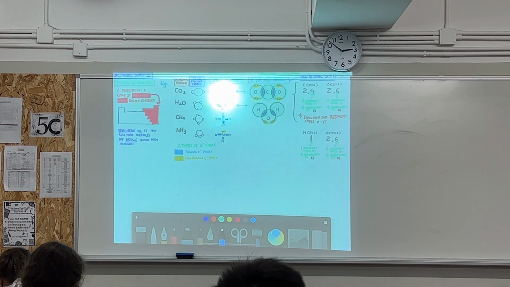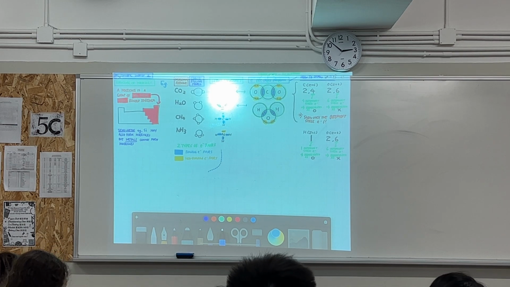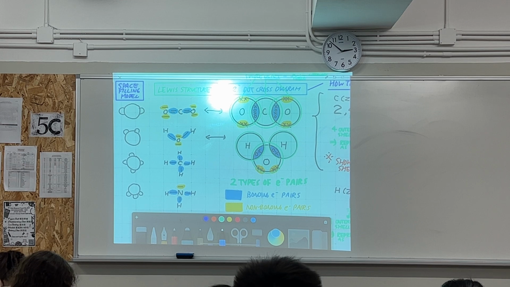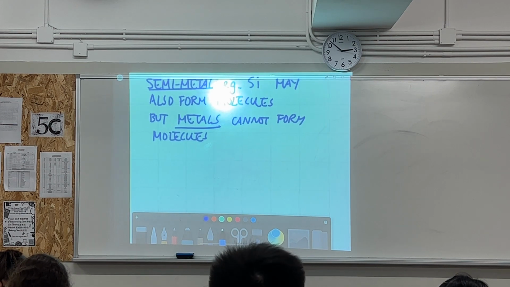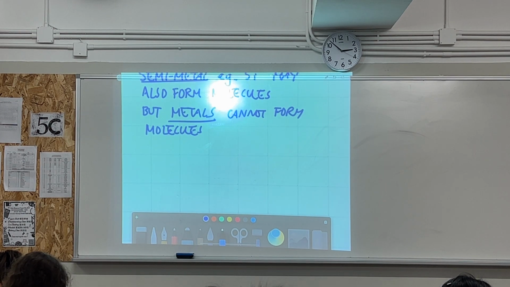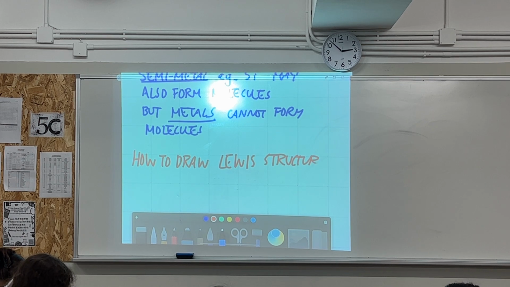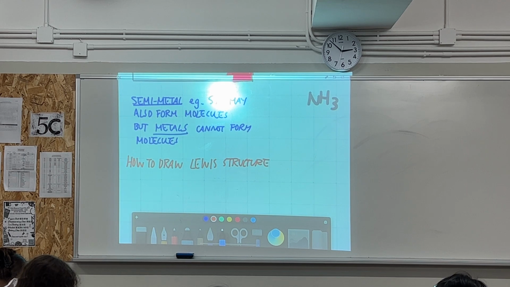Okay. So next up, we need to look at how to draw Lewis structure, because to me, Lewis structure is a lot simpler, which is why I like to draw this structure first in the exam. So below is how you draw that. There's a lot of math in here, but it's just simple multiplication and addition, so don't worry. So how to draw Lewis structures.